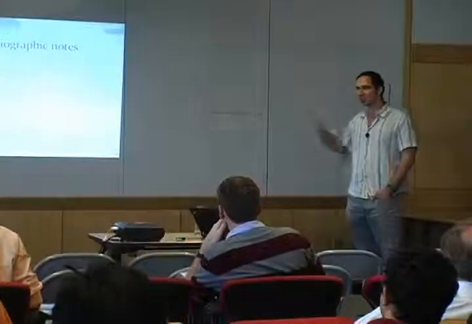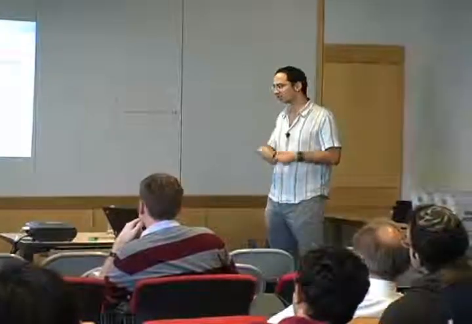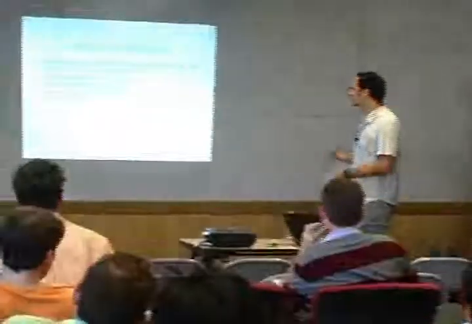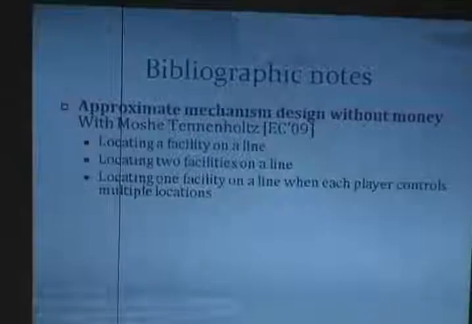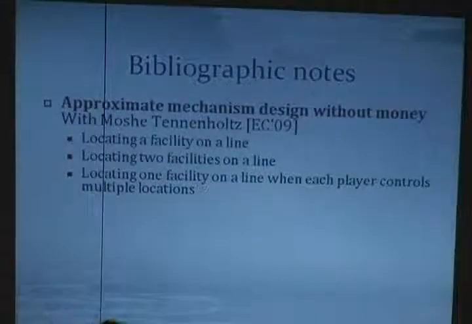Okay, so just a few bibliographic notes about what we talked about so far. These results are based on 2 papers. The first is called Approximate Mechanism Design Without Money. It's a paper with Moshe Tennenholtz. It appeared in EC 2009. It contains all the results about locating a facility on the line, but most of the paper is results I didn't talk about.